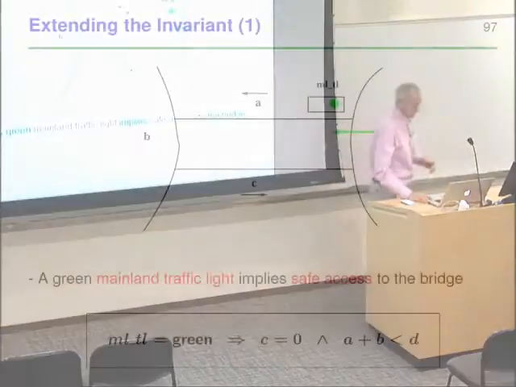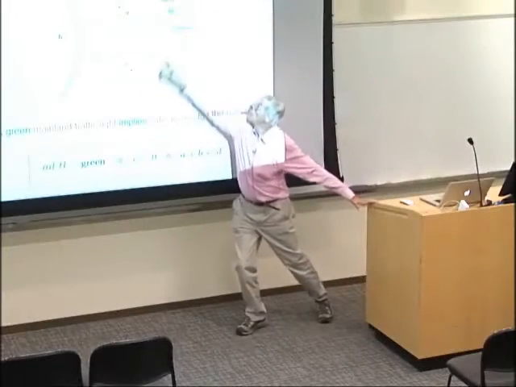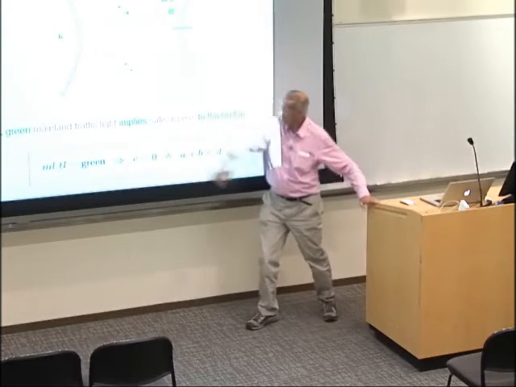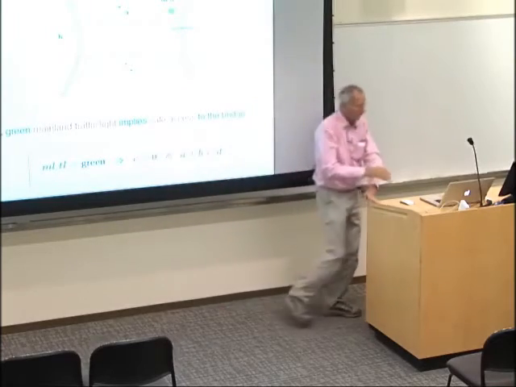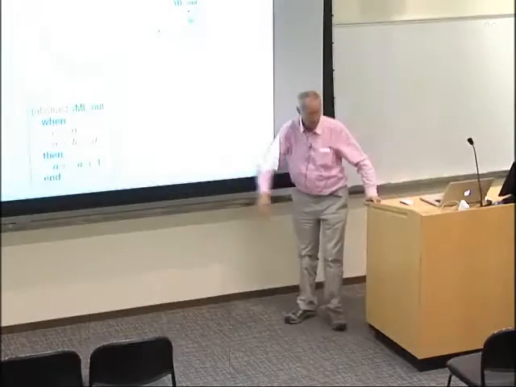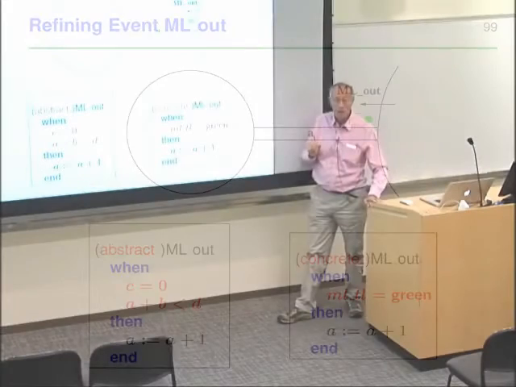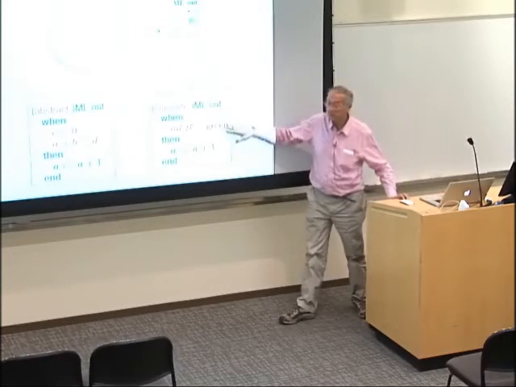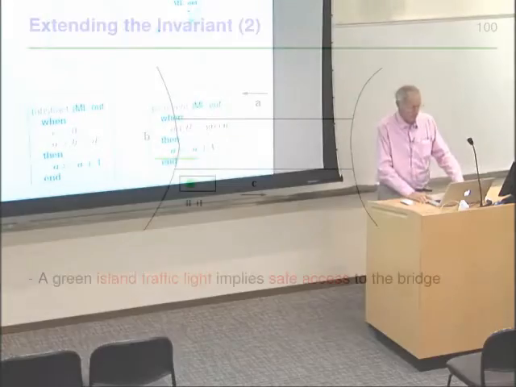Therefore, we clearly have to introduce this invariant: when MLTL is green, then the conditions for accessing the bridge, which were the guards of ML out, are implied by MLTL green. And therefore, this is the abstract ML out we had, and now the concrete ML out is just that we replace the guard by MLTL green, and because we have the previous invariant, clearly we are strengthening the guard here because this guard implies this by definition of this invariant.